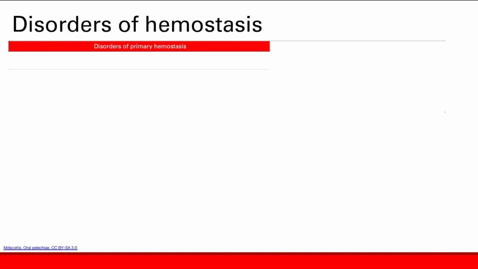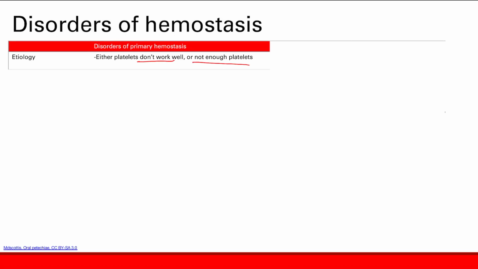So we can get disorders of both the primary hemostasis and the secondary hemostasis. So the primary hemostasis, what do we say was the main mediator of primary hemostasis? What blood cell or what part of the blood? Remember, the main mediator was the platelet. So disorders of primary hemostasis come from either whether the platelets don't work well or you don't have enough platelets.